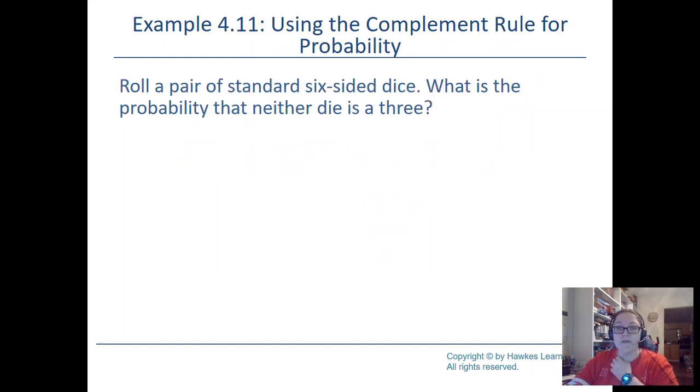Well, how do we use this? Well, let's think about it in terms of something that's not necessarily as wordy. Let's look at it in the sense of, I don't know what the probability of something is to begin with. So roll a pair of standard 6-sided dice, okay, a pair meaning 2. What is the probability that neither die is a 3? So I want to know the probability that neither die is a 3.